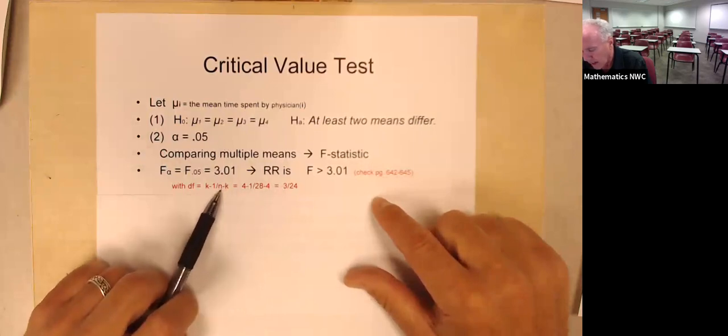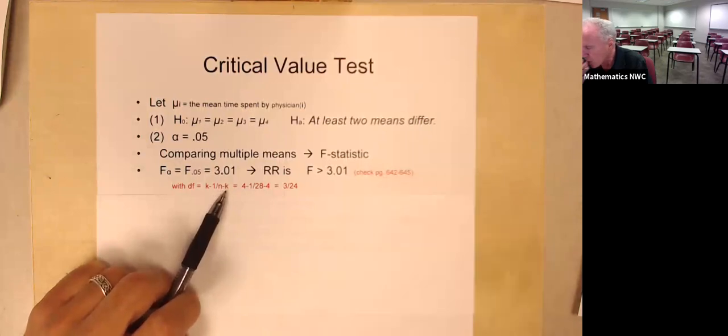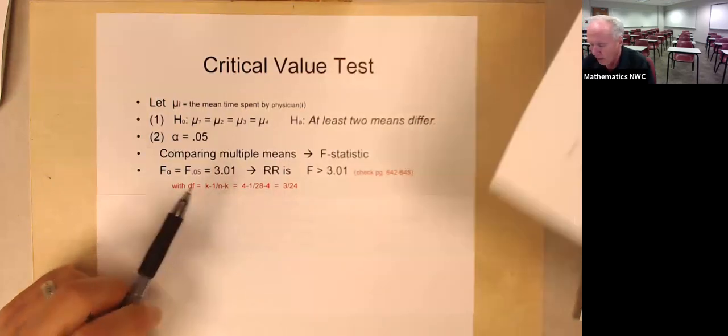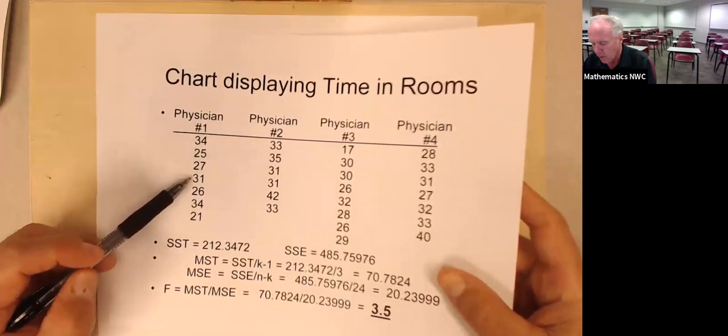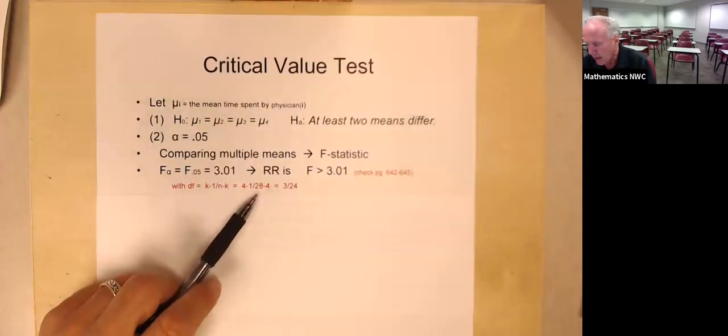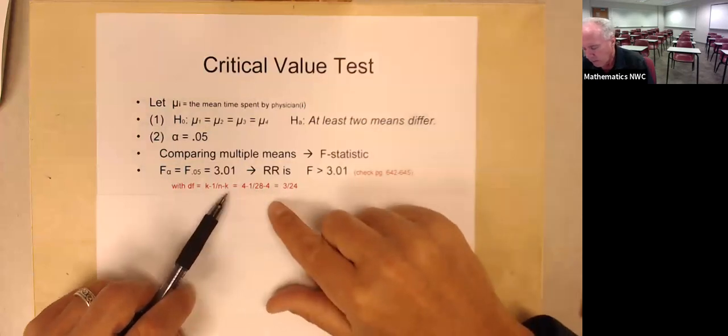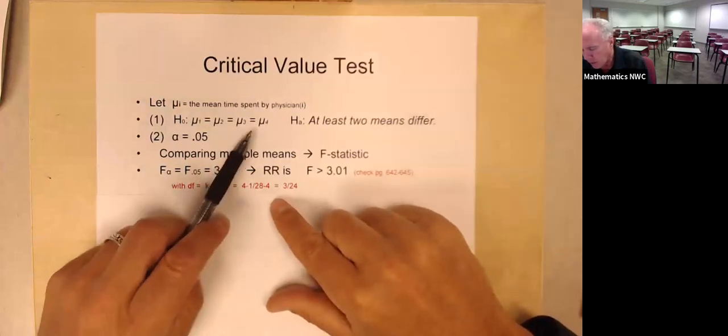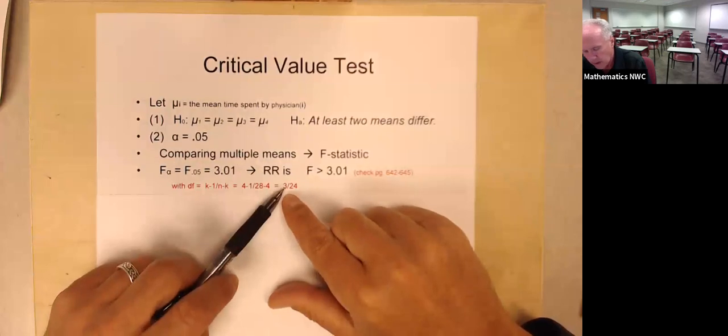The second one is n. And apparently, if you go back and you add up all the data points, 1, 2, 3, 4, 5, 6, 7, count them all up, you end up with 28 data points. Minus k, which was the number of groups, gives us 24.